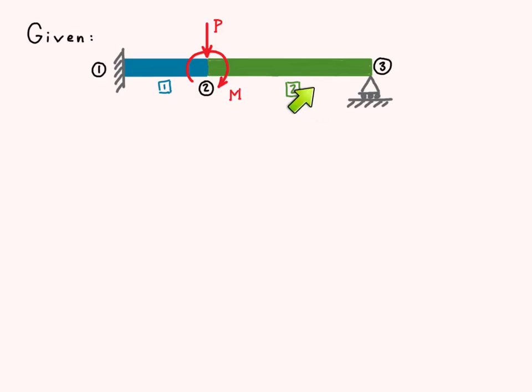We have two beam elements lying horizontally with a point load in the middle at node 2 and a moment also applied at node 2. So we have a force of 1,000 pounds and a moment of 50 kip inches being applied.